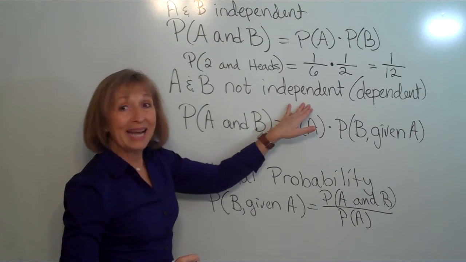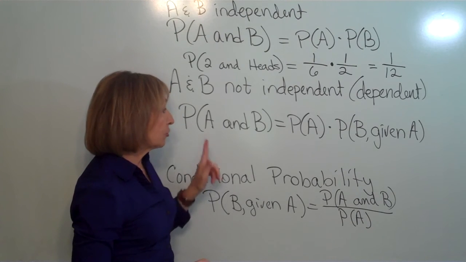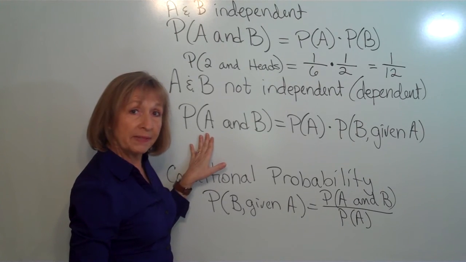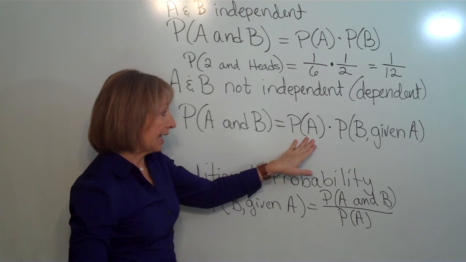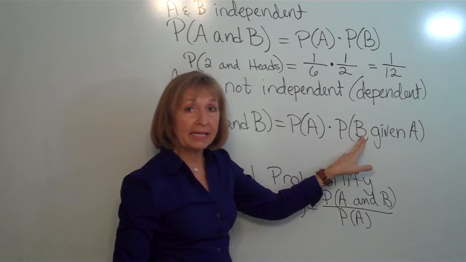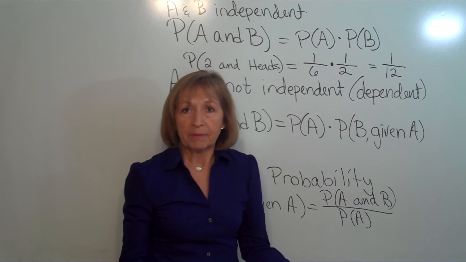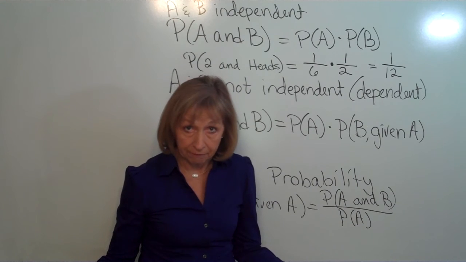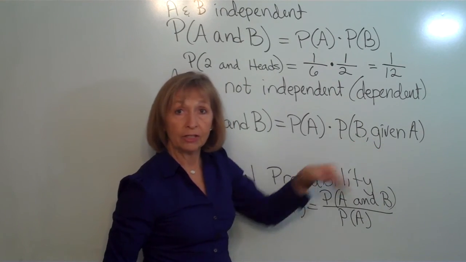Now what if A and B are not independent? In fact, they're dependent events. Well, if that's true, then to find the probability of A and B, you're going to take the probability of A and multiply it by the probability of B given that A did occur, because you want the overall probability. So the whole thing has to be fulfilled. So it has to be the probability of B given that A occurred.